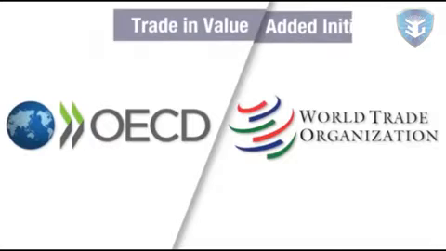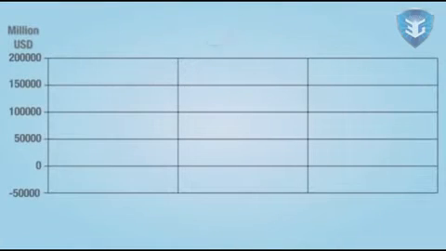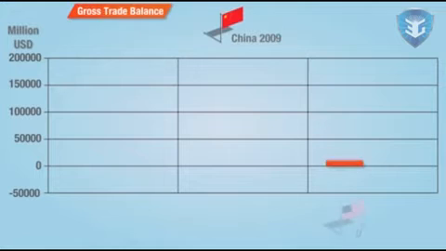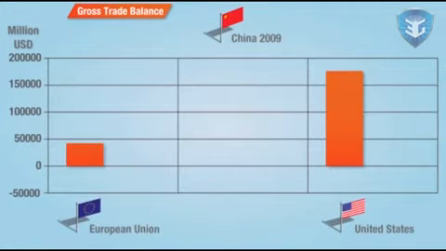What's needed is a system for tracing the value that is added by all countries involved in producing this phone. The OECD WTO Trade and Value Added Initiative aims to help people understand that traditional trade data is not actually telling the whole story. Standard data shows that China has high surpluses with the United States and the European Union, and a large deficit with Japan.